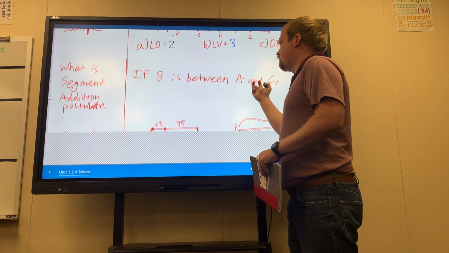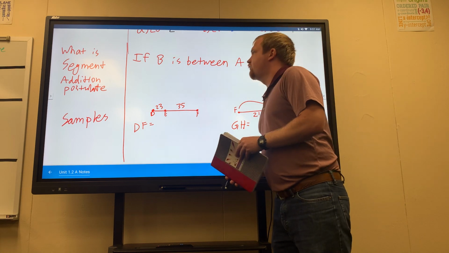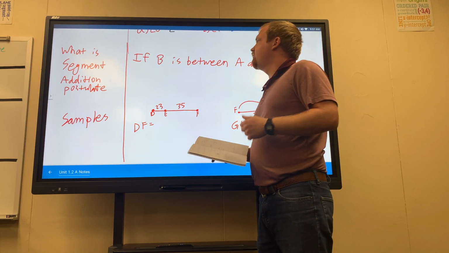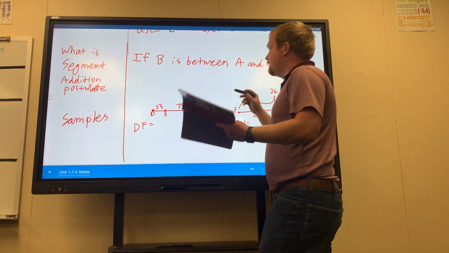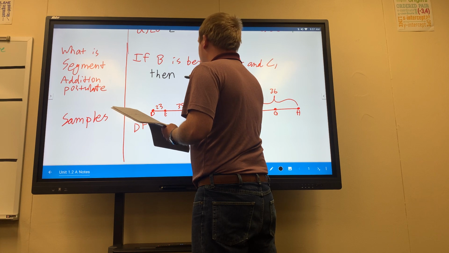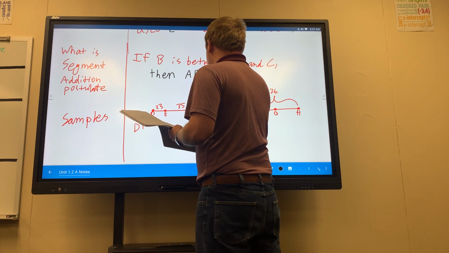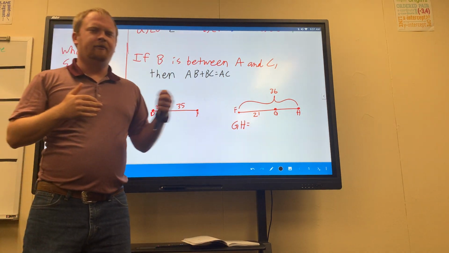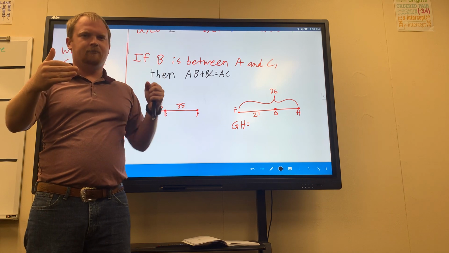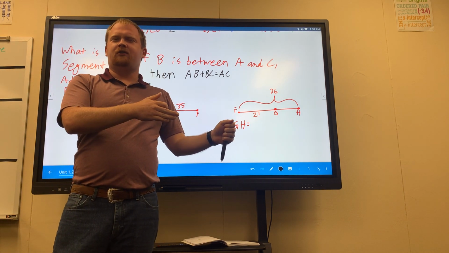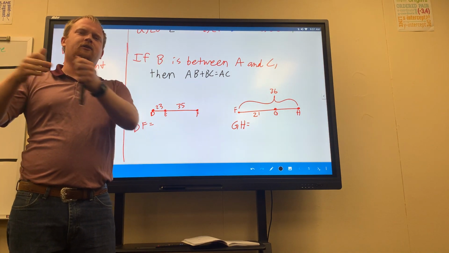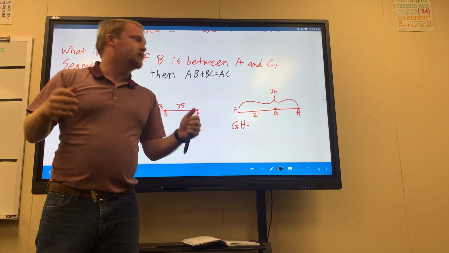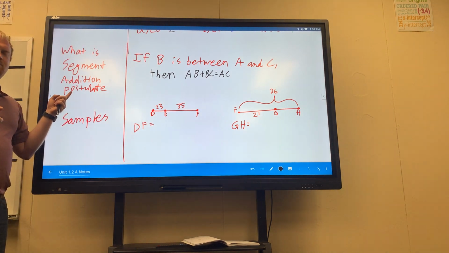Okay? Now, we got a second postulate to talk about. It's called a segment addition postulate. What is a segment addition postulate? Well, if B is between A and C, then AB plus BC equals AC. Okay? So, just an example, say if we want to get to Livingston. Well, we do have to go through Lufkin. So if we know the distance between Nacogdoches to Lufkin, and we know the distance between Lufkin to Livingston, if you add those distances together, you get the distance from Nacogdoches to Livingston. Okay? That's what a segment addition postulate tells us.